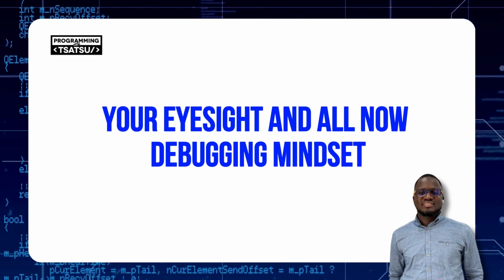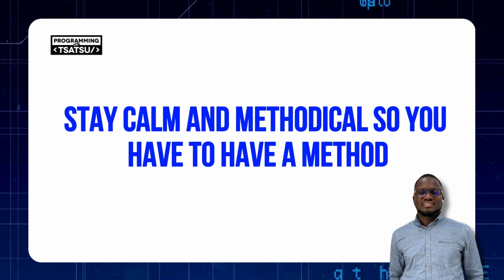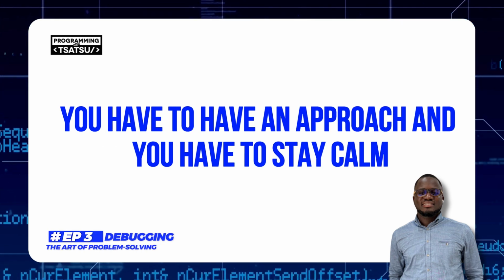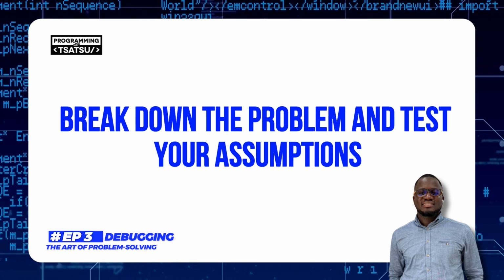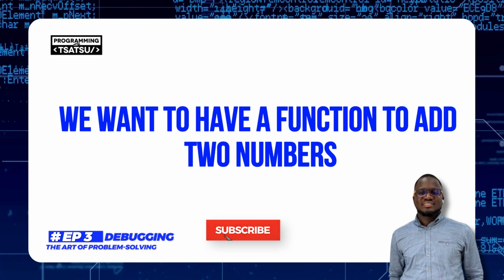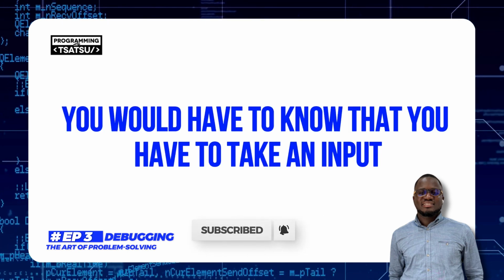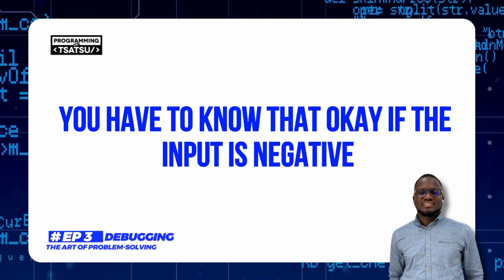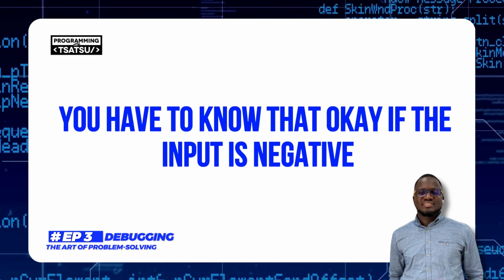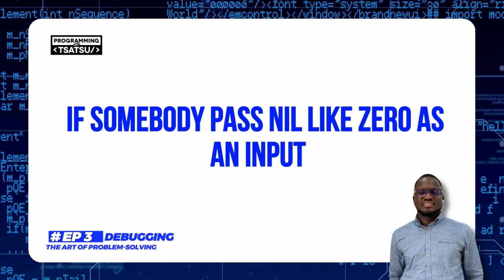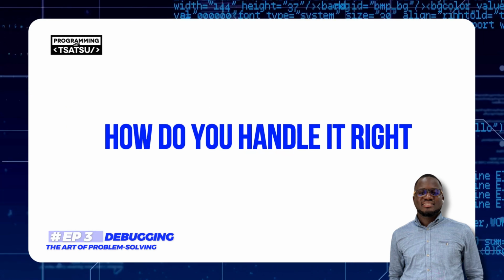Now, the debugging mindset. You should have the mindset to debug. Stay calm and methodical. You have to have a method, an approach, and you have to stay calm. Break down the problem and test your assumptions. So let's say we want a function to add two numbers. First of all, you have to know that you have to take an input. If the input is negative, how do you handle it? If it's positive, how do you handle it? If somebody passes nil, like 0, as an input, how do you handle it?